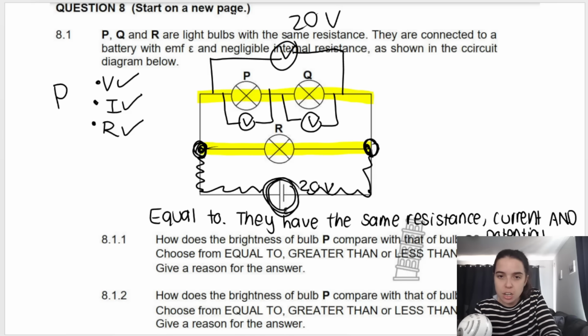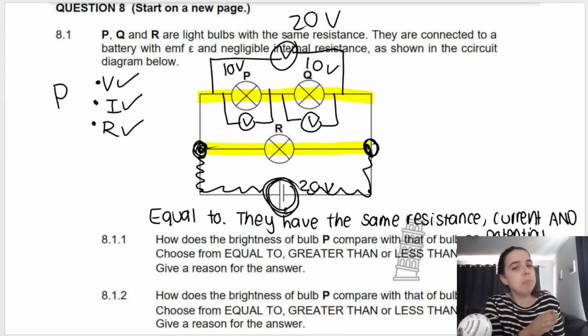But in this question, what I'm trying to tell you is that it doesn't really matter what their values are. P and Q, same voltage, same current flowing through them, same resistance. So therefore, they will shine with the same brightness, same power.